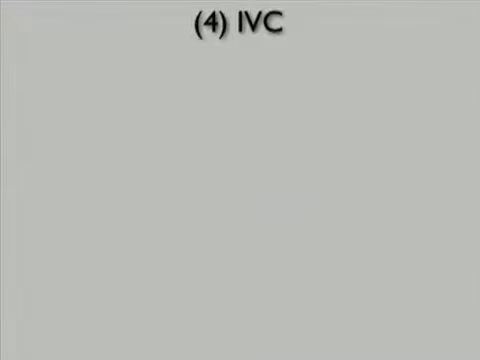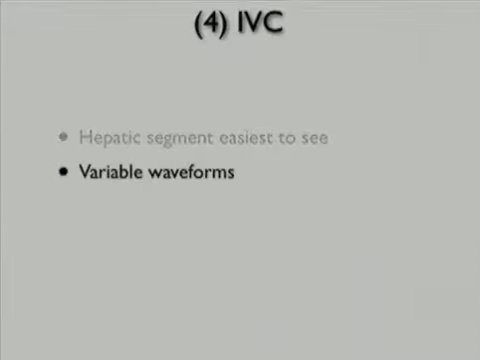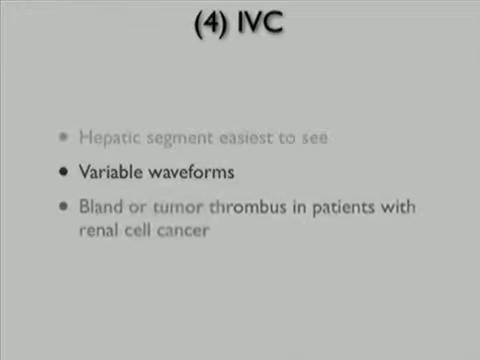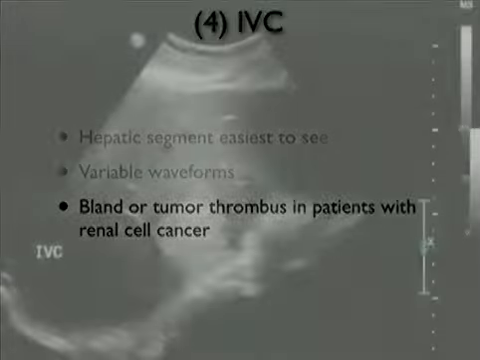I want to close by talking about the IVC. The hepatic segment of the IVC is easiest to see, and in fact, looking at the IVC is part of every normal abdominal sonogram. Even if Doppler isn't being performed, you have to look at the IVC structurally. The waveforms within are variable, but usually similar to the hepatic veins to monophasic. And as I mentioned, you can get tumor thrombus in patients with renal cell carcinoma, or you can get bland thrombus in other conditions.